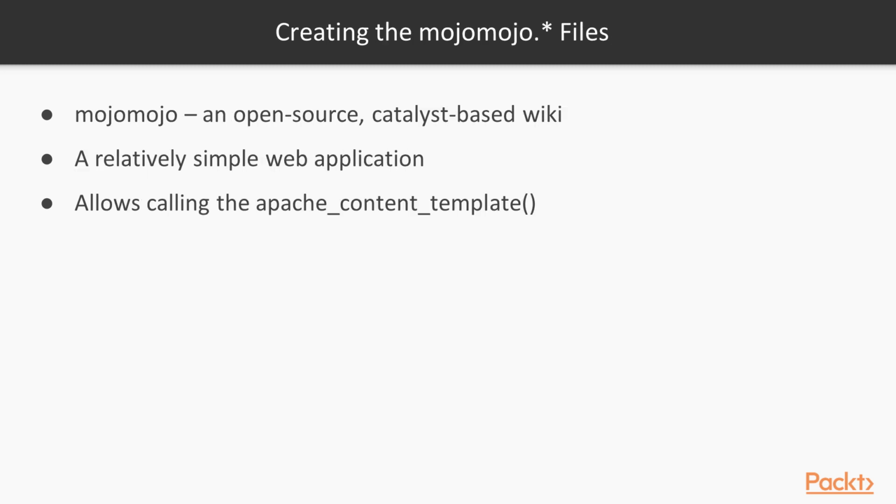Let's move on to create the mojo.* files. The SELinux policy, which we're about to see, is for Mojo, an open-source Catalyst-based wiki. The code is pretty lightweight, and it's a relatively simple web application, infrastructure-wise. In it, we call the Apache content template method, which provides most of the necessary rules out of the box.